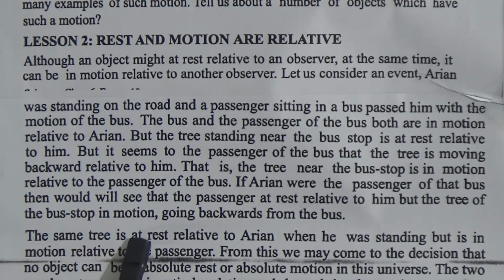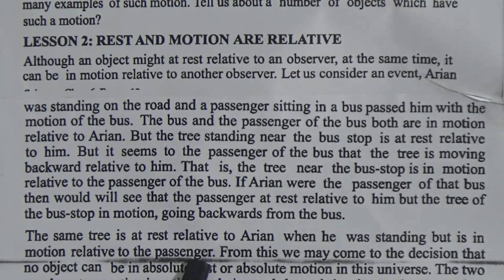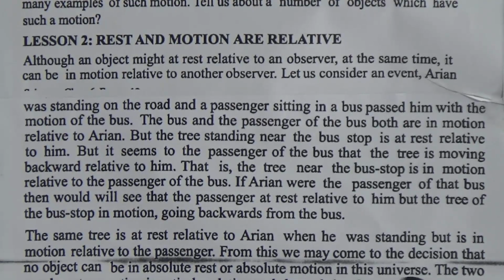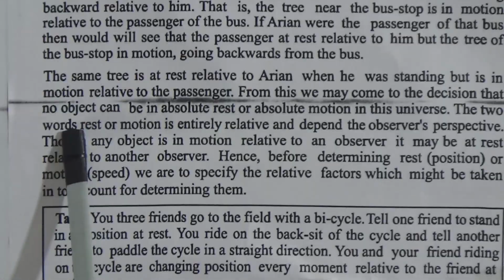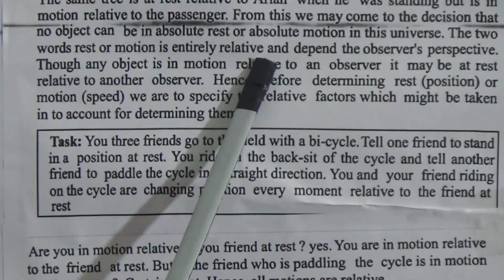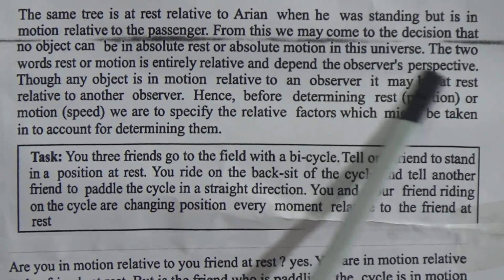The same tree is at rest related to Aryan when he is standing, but it is in motion related to the passenger. That means the same thing, when we observe from different places, can be in motion and can be at rest. From this we may come to the conclusion that no object can be in absolute rest or in absolute motion in this universe. The two words rest and motion are entirely relative and depend on the observer's perspective.